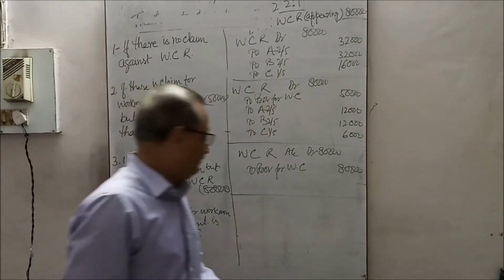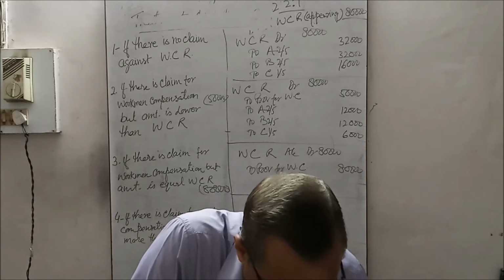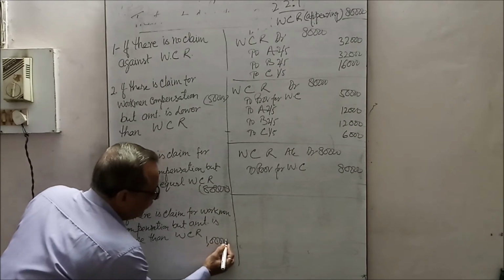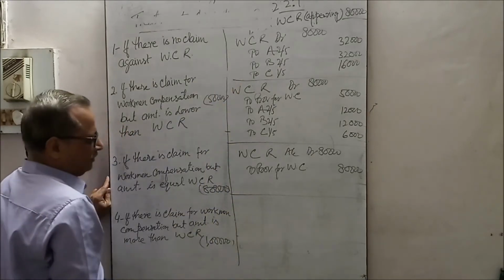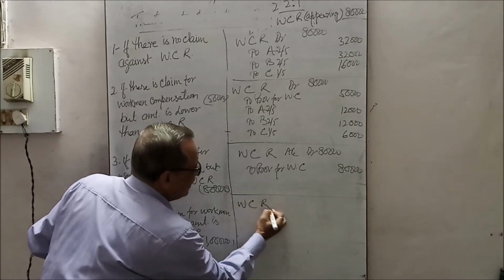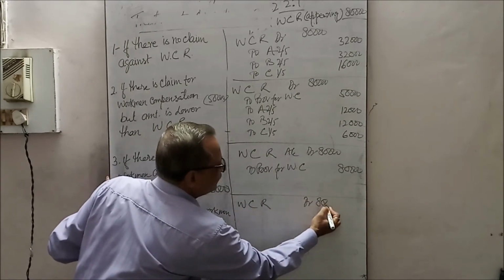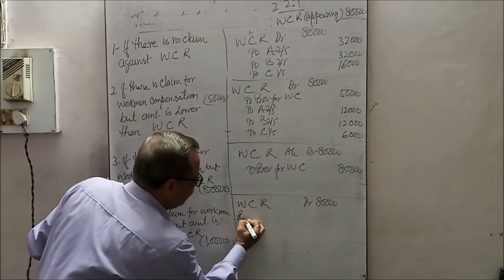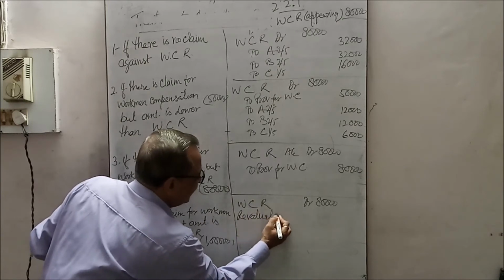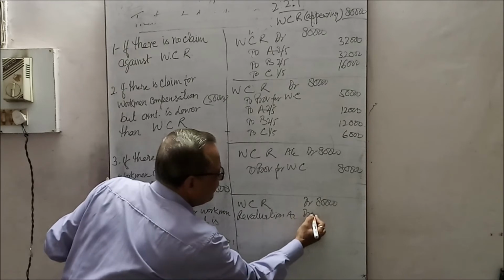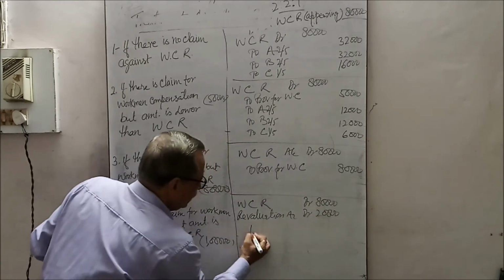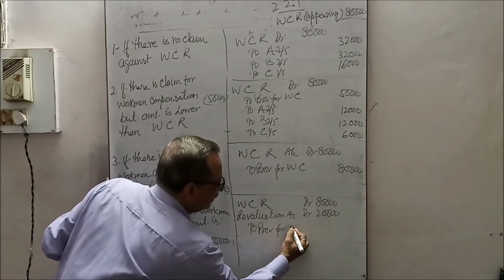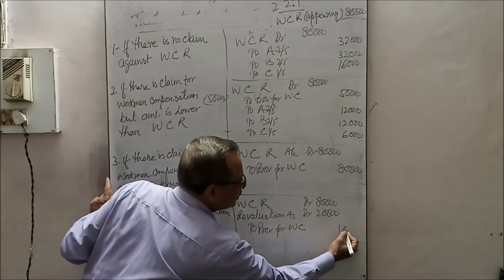And last is, if a claim for workmen compensation is estimated at 1 lakh, the claim is rupees 1 lakh, whereas the reserve is only 80,000. The whole WCR should be debited by 80,000. And the remaining balance should be taken from revaluation account. Revaluation account should be debited by 20,000 to provision for workmen compensation. Now it is 1 lakh.